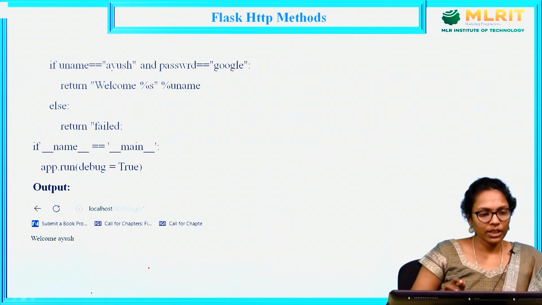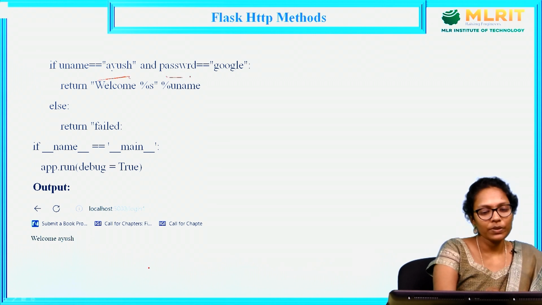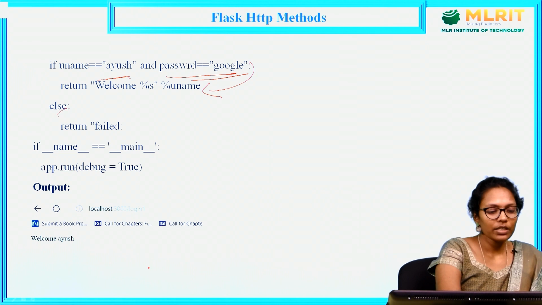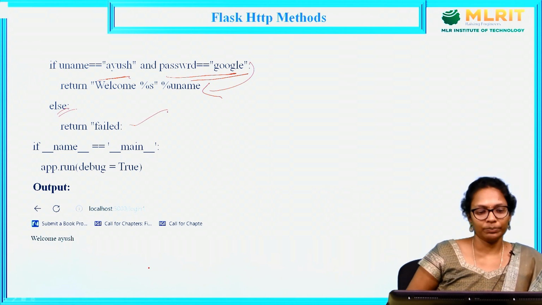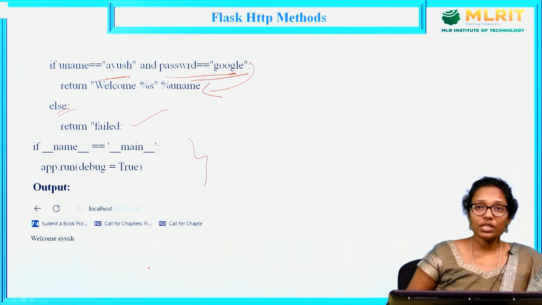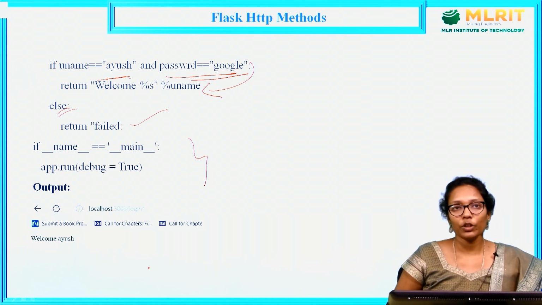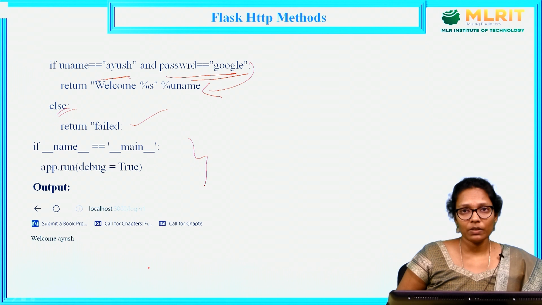Now I am checking if uname is equal to Ayush and password is equal to Google, then print the message welcome Ayush, otherwise print failed. So that's all. This is similar to the previous example, but the only difference is that here you're using the get method. If you're using the get method, you don't need to specify the method explicitly, and to retrieve the data we have a different approach.